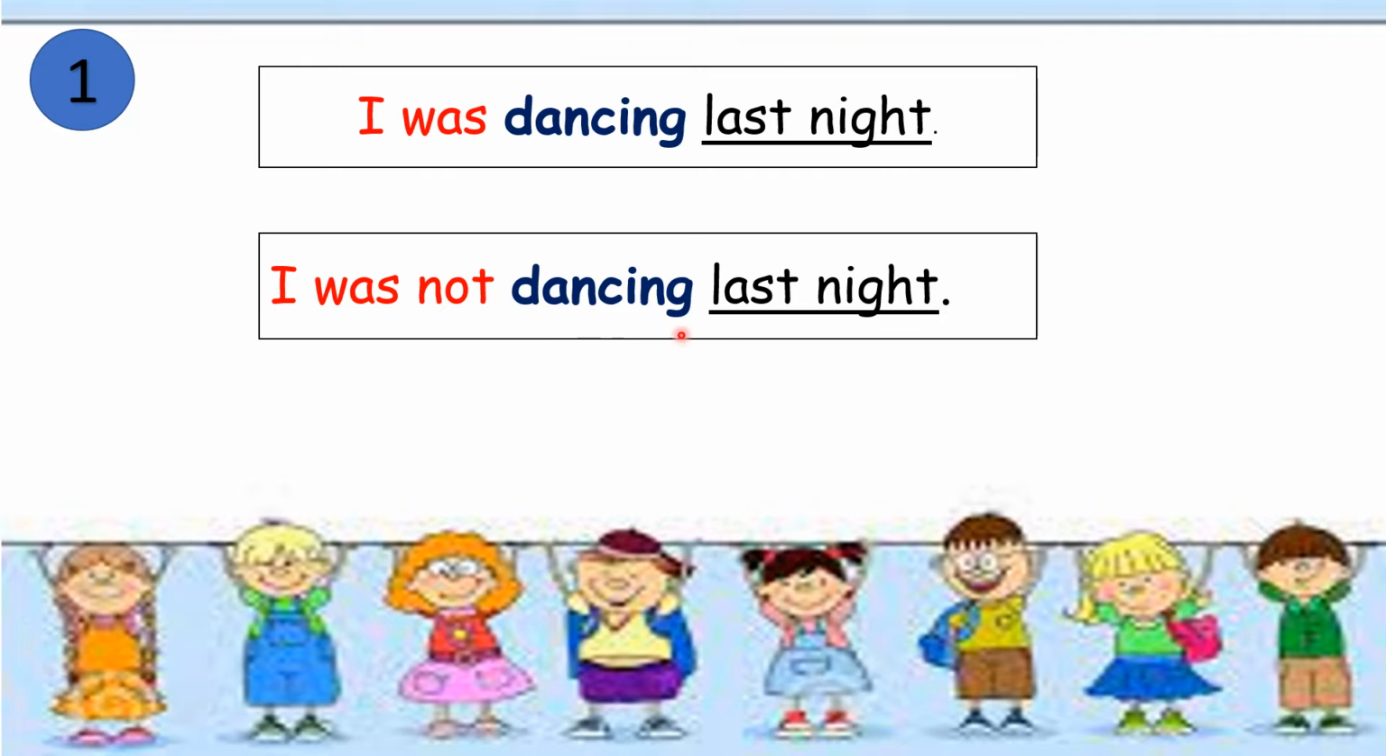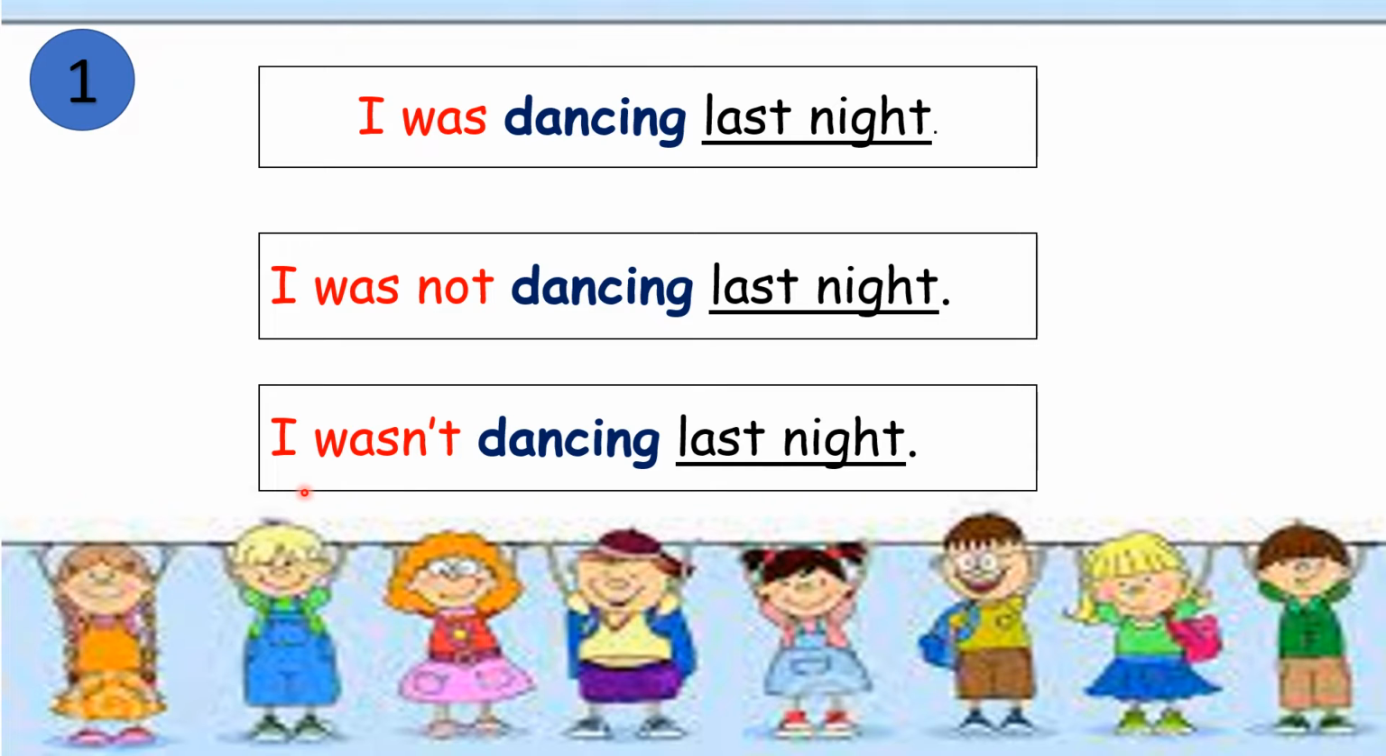I was not dancing last night. Our sentence begins with I, so we use was. And since this sentence is negative, we use not. I was not dancing last night. But we can conjugate the was not. We can say, I wasn't dancing last night. I was dancing last night, positive sentence. I was not dancing last night, or I wasn't dancing last night, negative sentences.